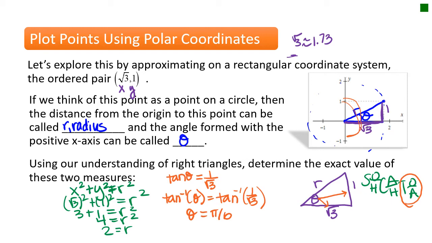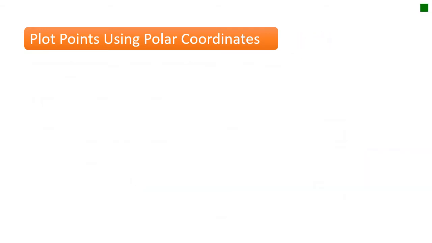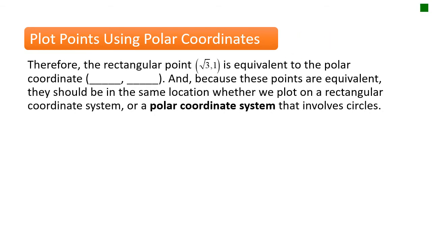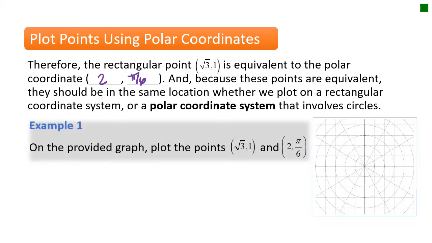If we were to write this as a polar coordinate, it would be in terms of r, theta. So if I wrote this point in terms of r, theta, the radius is 2 and the angle is pi over 6. So there's going from rectangular to polar coordinates. Therefore the rectangular point, as we just said, was square root of 3, 1, and that polar coordinate is 2, pi over 6. Because these points are equivalent, they should be in the same location whether we plot it on a rectangular system or a polar coordinate system. So for example, if we had to plot these two points, I've got a polar system on top of an xy coordinate plane.